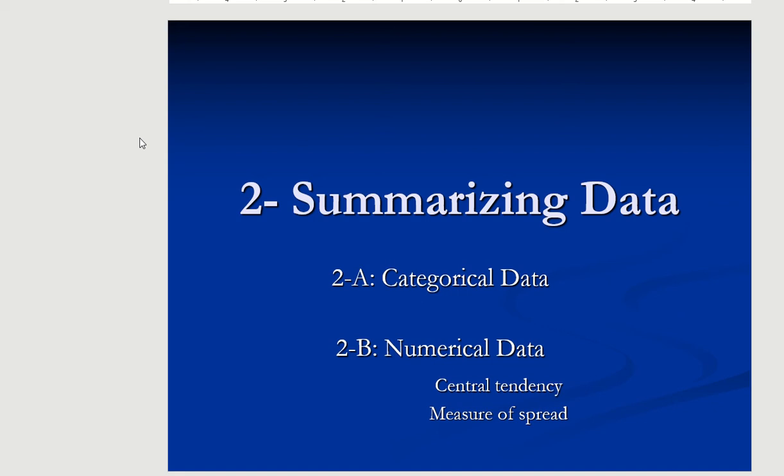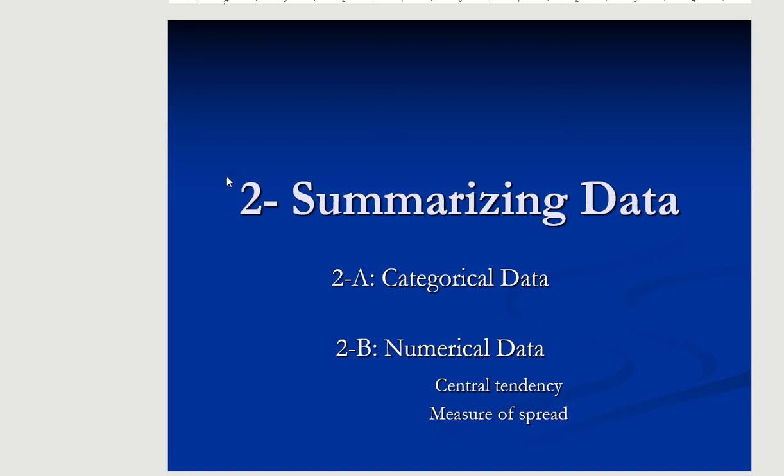So now we're going to talk about how do you summarize your data. So think about your survey, think about your research, your project. You've collected the information. Now you need to present this information in a way that is succinct and meaningful. The first step to do that is summarizing the data. So you have a certain variable, you need to summarize that variable.